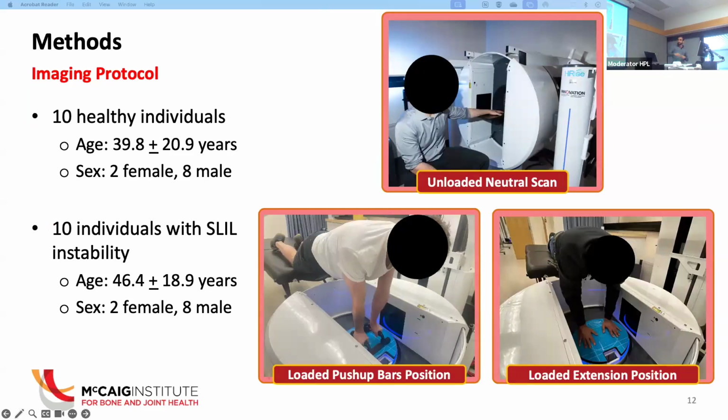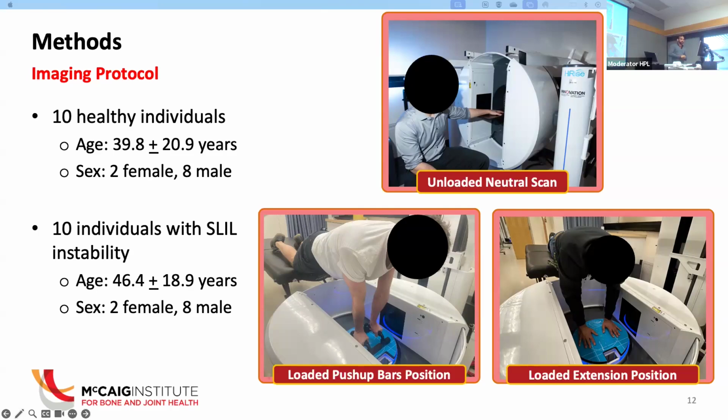So to accomplish these specific aims, we use the following imaging protocol. Those 10 individuals with an intact scapholunate ligament, so healthy controls, and then 10 individuals who had stage 2, so those chronic injuries that I mentioned earlier, injuries in one of their hands. Each participant underwent 3 scans in our weight-bearing CT scanner.